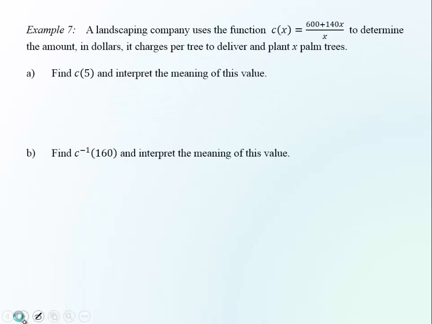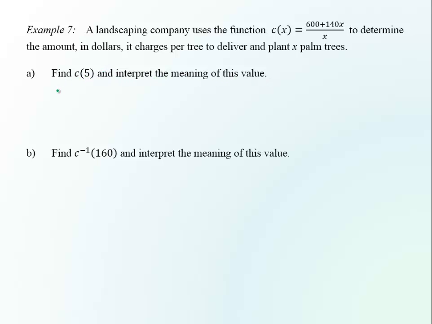And the last application problem. A landscaping company uses the function, and here's our function c of x, to determine the amount in dollars it charges per tree to deliver and plant x palm trees. So this is a cost per one tree. However, this cost changes. If the order is, let's say, for more trees, the cost will be different than if we would order just a single tree. Find c of 5 and interpret the meaning of this value.